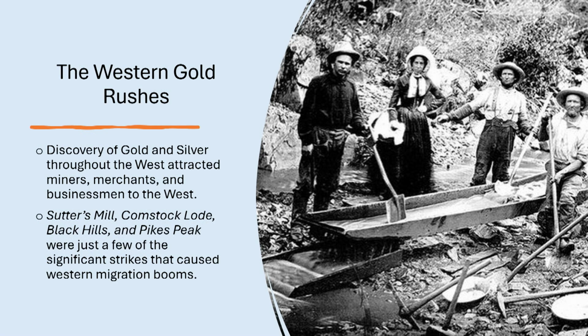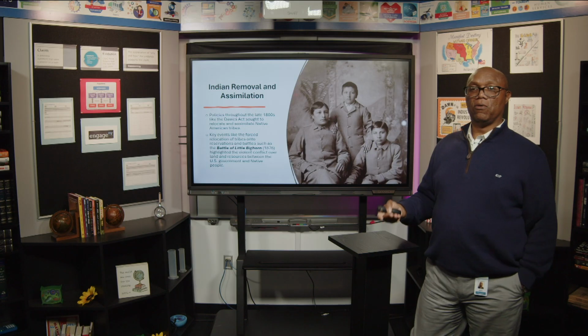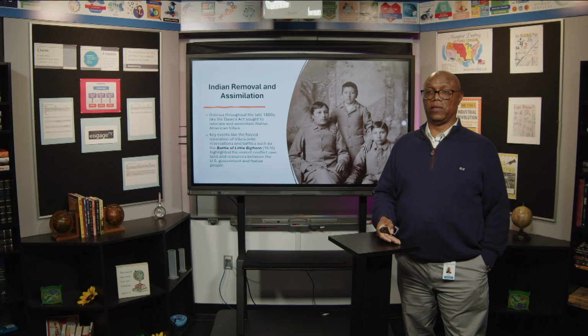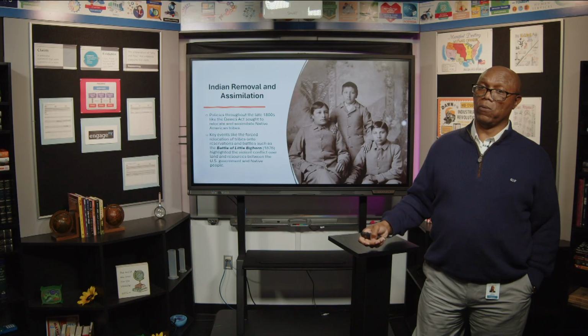Sutter's Mill, Comstock Lode, Black Hills in South Dakota, Pikes Peak in Colorado were just a few of the significant strikes that caused the Western migration booms. Indian removal and assimilation. Well, how does Indian removal, of course, impact the expansion of the West? Well, if the Native Americans aren't on the land, then that land, of course, now it's open to white settlement.